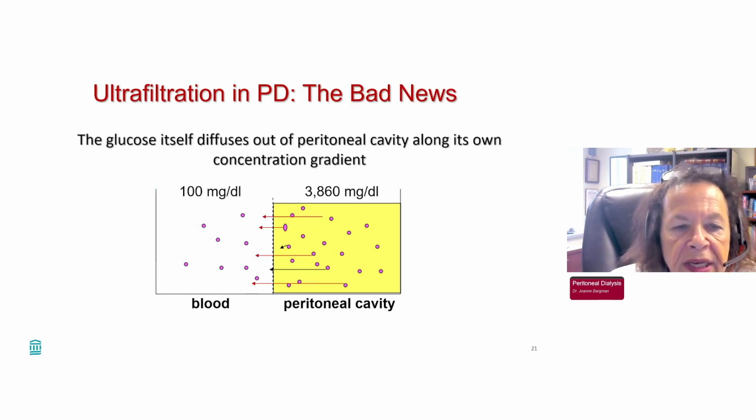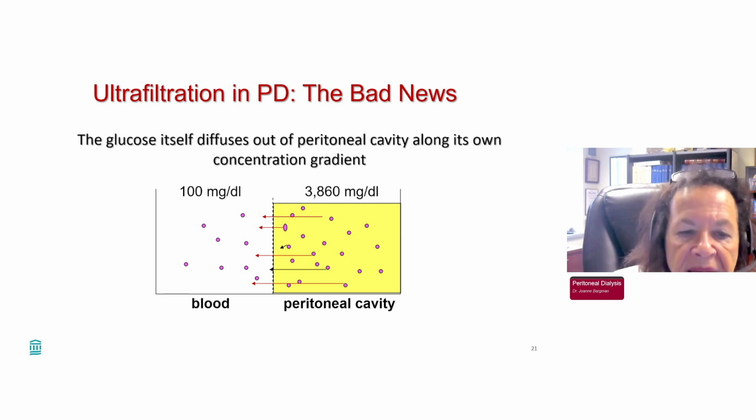Unfortunately, and this is one of the Achilles heels of peritoneal dialysis, the dextrose, which generates the osmotic gradient, has its own concentration gradient between the PD fluid and the blood. So, the glucose concentration in a 4.25% bag is 3,860 milligrams per deciliter. And blood glucose is somewhere around 100. Even in a poorly controlled diabetic, let's say it's 400, there's still a big gradient for glucose between the peritoneal cavity and the blood. So the glucose will diffuse out of the peritoneal cavity over the time of the dwell.